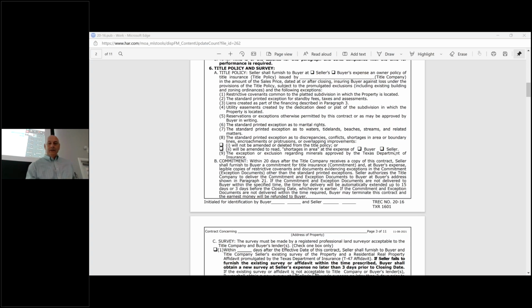All right, title policy. This is an area that does show up as a negotiation point a little bit in these conversations. 6A, seller shall furnish to buyer, at whose expense, seller or buyer, an owner title insurance policy issued by blank in the amount of the sale price. By the way, what is the title policy designed to do? Do you think a buyer or seller might be interested in that since they're going to be paying sometimes multiple thousands of dollars for it?